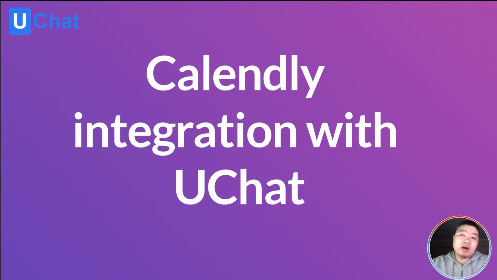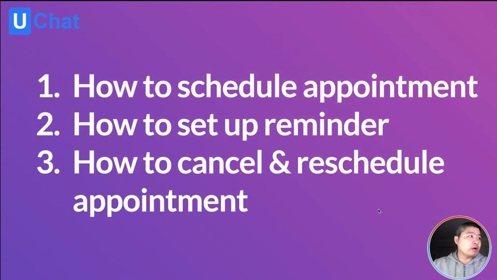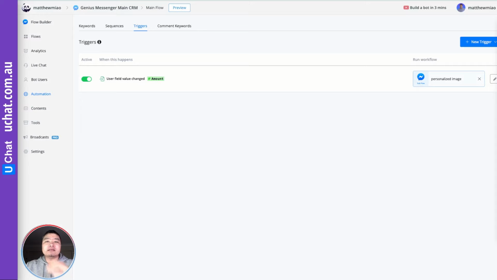So in today's video, I'm going to talk about how to set up the Calendly integration with UChat. Okay, so now let's go back to the slider and let me show you what we will cover today. First, I'm going to show you how to schedule an appointment with Calendly, and also how to set up the reminder. And at the last, I'm going to show you how to cancel and reschedule the appointment. Okay, now let's get back to the UChat dashboard.